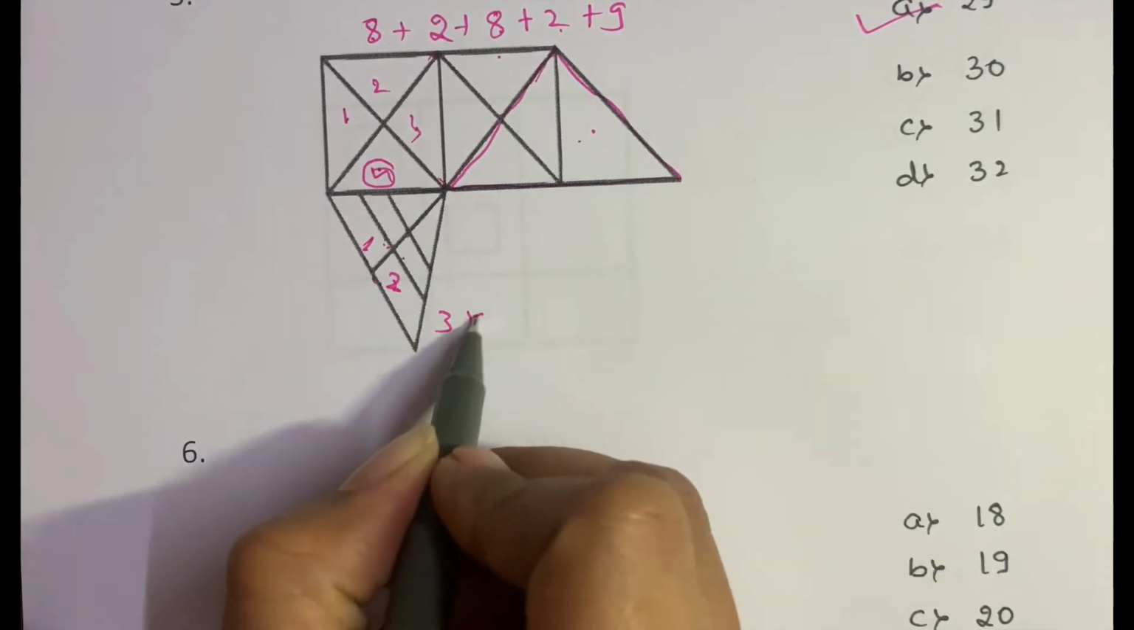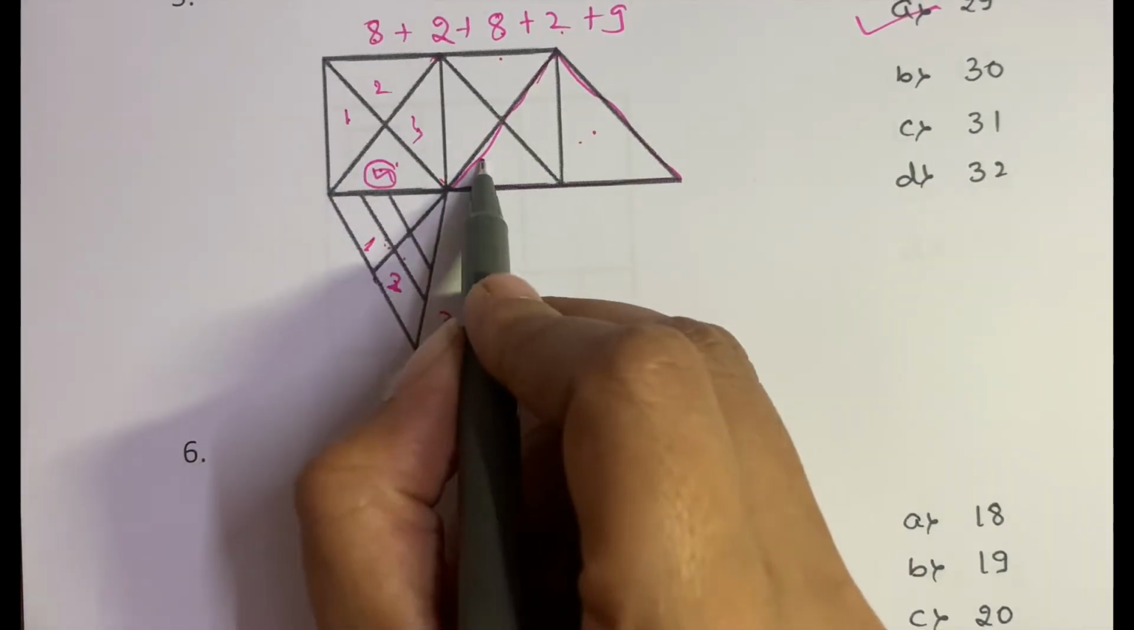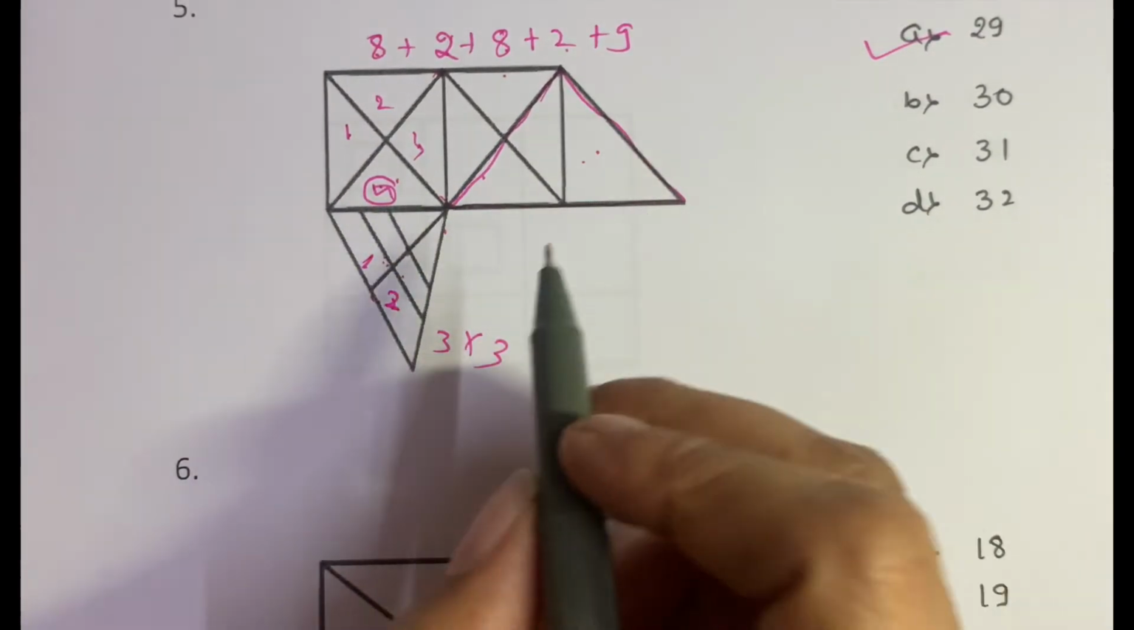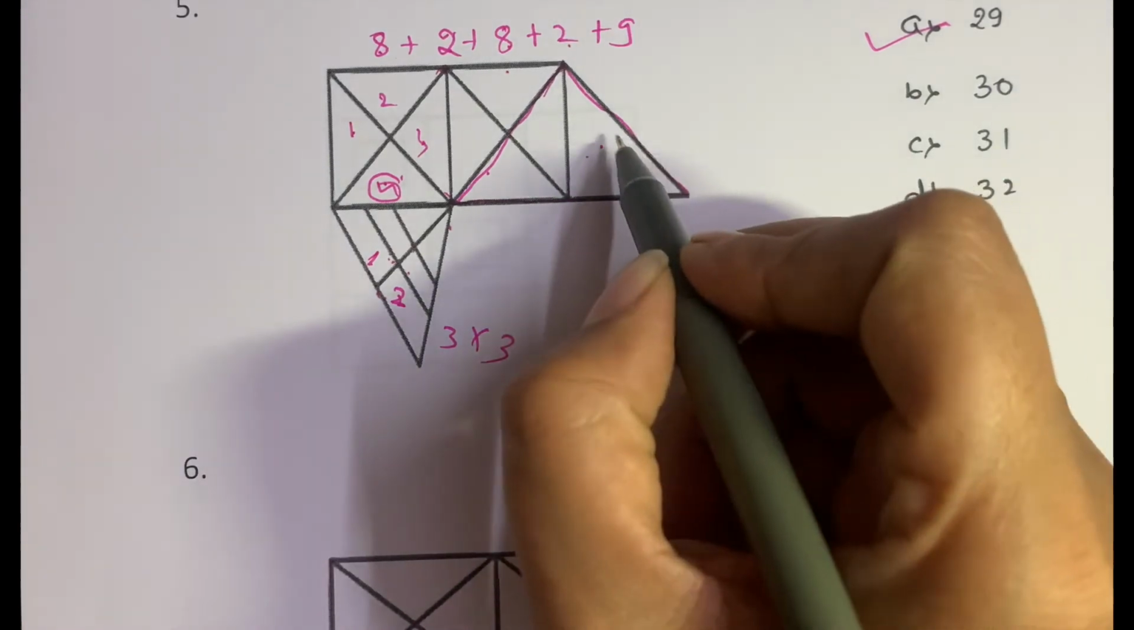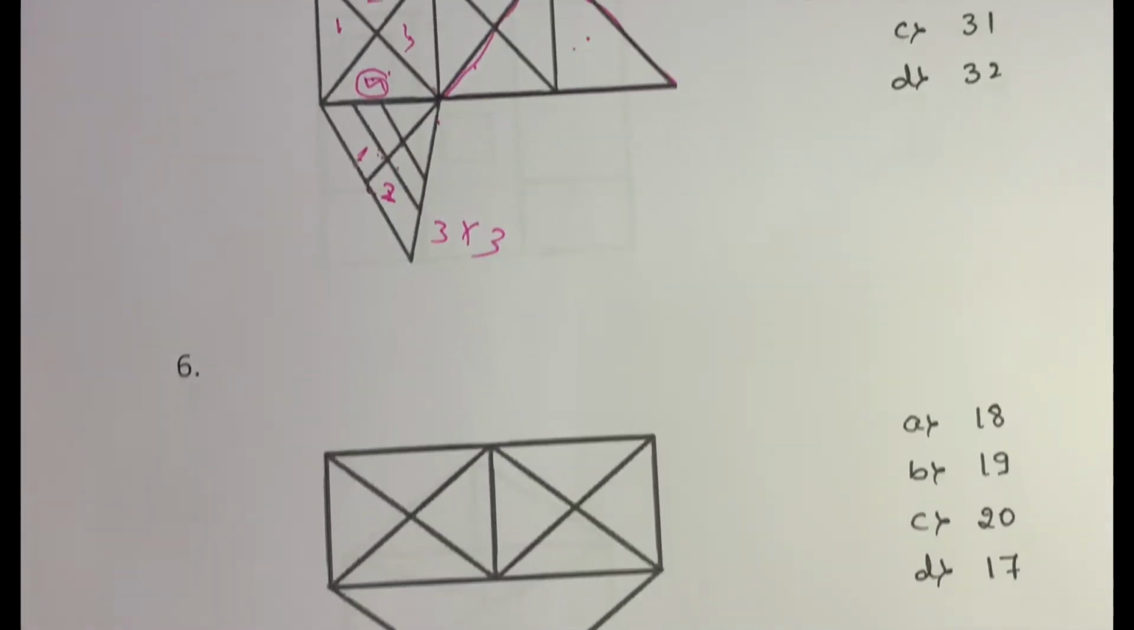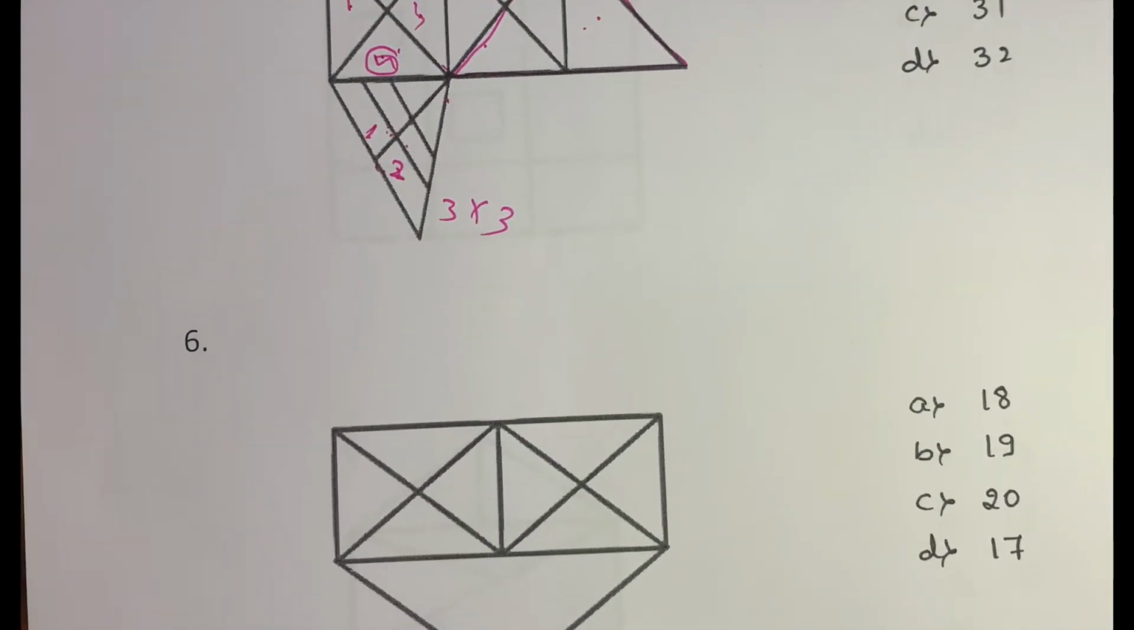1, 2, 3. 3 into 3 is 9. Here this is 8, 8 plus 2. So this is 18. 18, then 9, then these two. That's it. Simple.